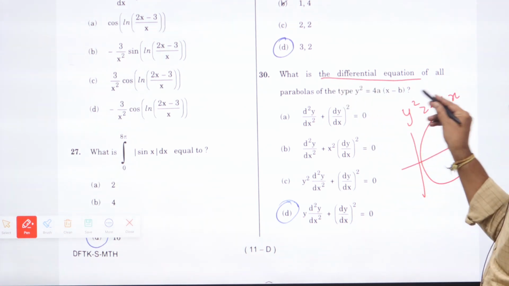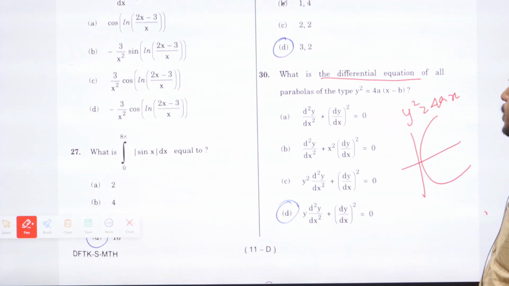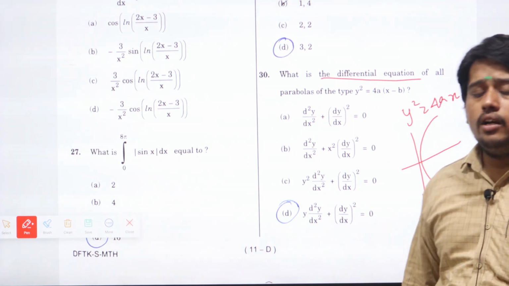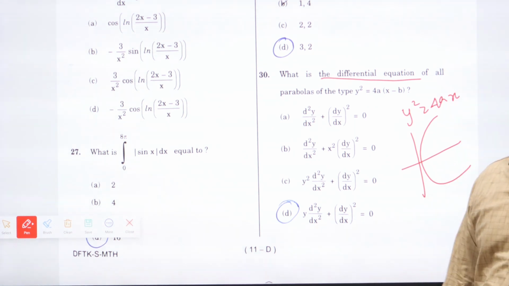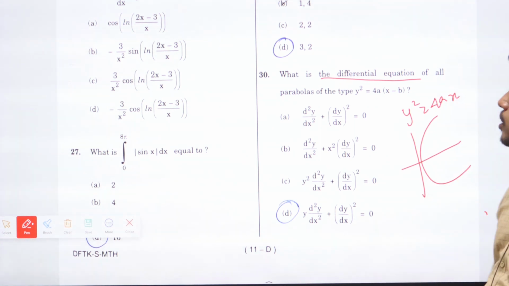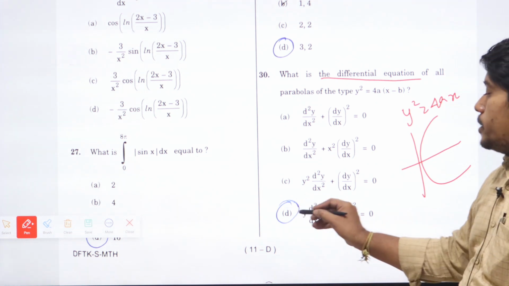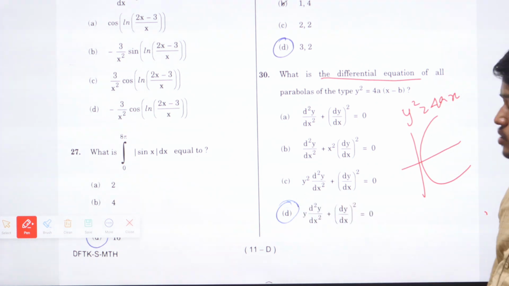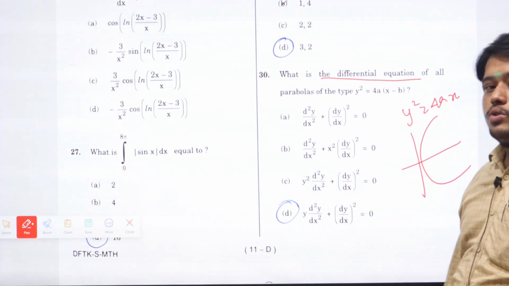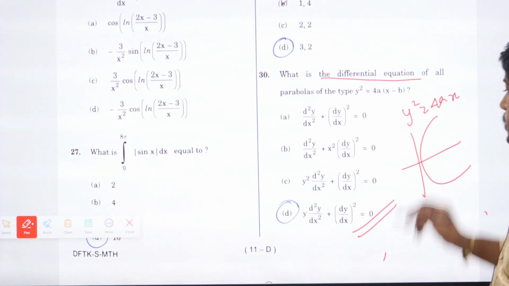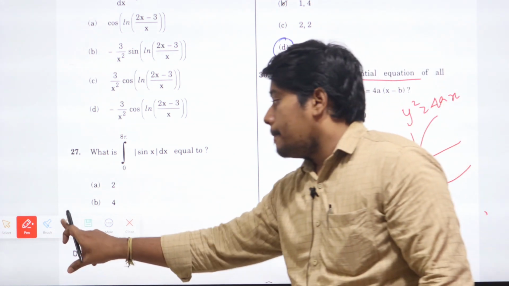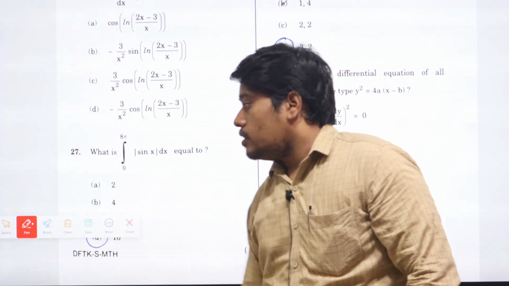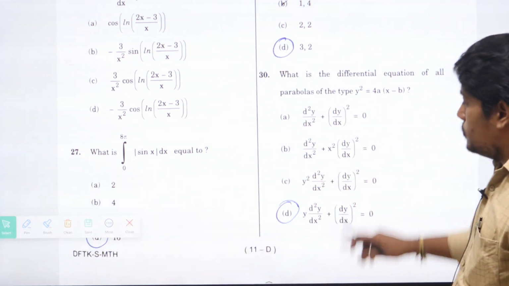Using y square equal to 4a into (x minus b), we have to differentiate one more time, which means second order. So we differentiate one more time. We get option D: y into d square y by dx square plus (dy by dx) the whole square, which is equal to 0. Option D is the right answer. Okay? Next.